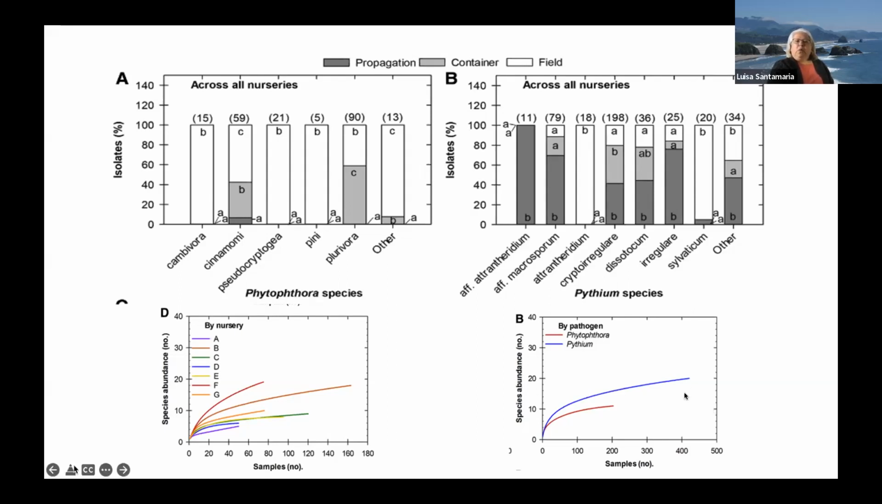And comparing across the nurseries in A and B, you can see there are more species of Pythium identified than Phytophthora. In the Phytophthora group, the highest percent of isolates were Pluribera. So Pluribera is kind of the predominant pathogen in these surveyed nurseries.